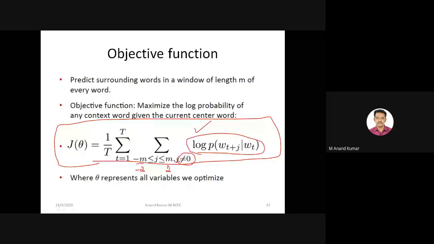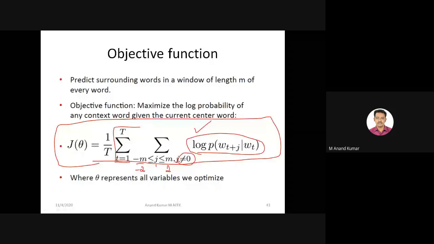You see that, suppose the j value, if you take 1, then w t plus 1 given w t. So you are fine. m is the window size. Capital T is about the vocabulary, all words in your corpus. So for each word you are finding the probability. Each word in your corpus is coming here as w t.